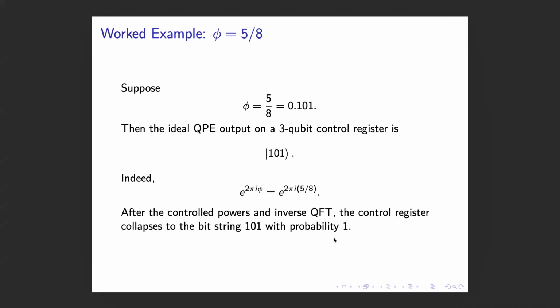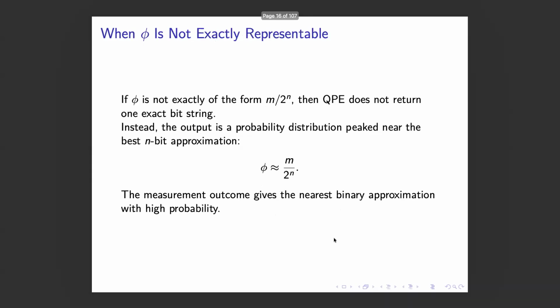In case you had 0.5, you would just need 1 qubit. If you have 1 divided by 4, you would need 2 qubits. And this case here is a case where with 3 qubits, you get an exact representation of this value phi with 3 qubits only. Now, this is the standard case. Normally, you never have an exact representation in terms of a finite number of bits.